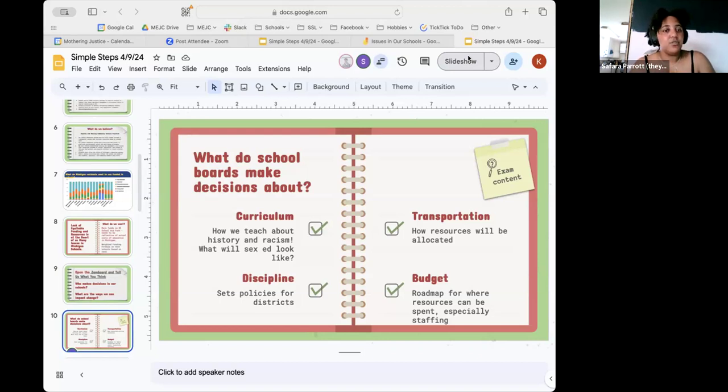Typically it's all around certain things. So banned books would fall under curriculum typically. Seclusion and restraint will fall under discipline. Transportation, pretty evident. And then with budget, you're looking at facility stuff, and different millages that could be proposed to the school board, all of those things.